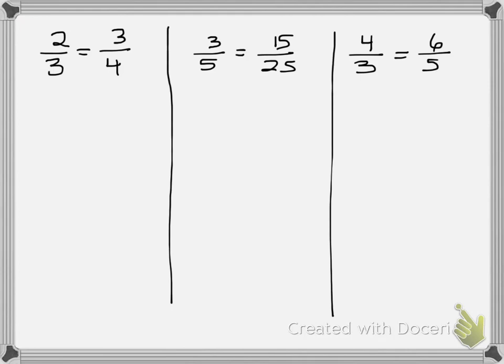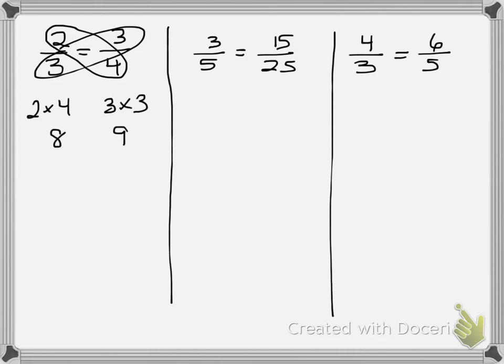All right, now that you're done, I'll do the workout for you. So crisscross multiply, 2 times 4 and 3 times 3. Well, 2 times 4 is 8, 3 times 3 is 9. These do not equal each other. No, not a proportion.